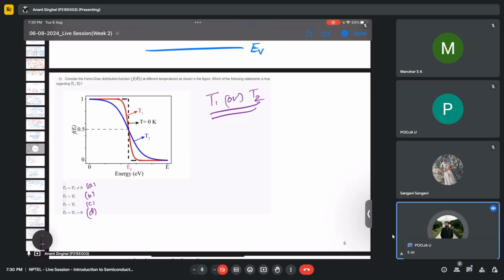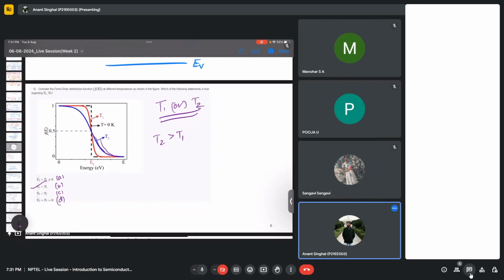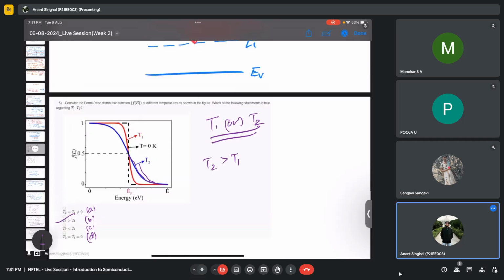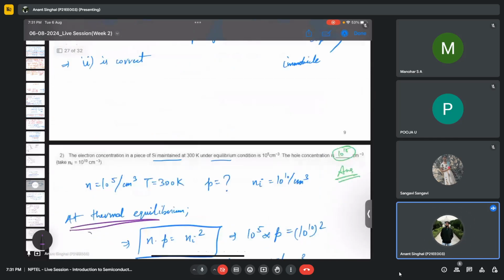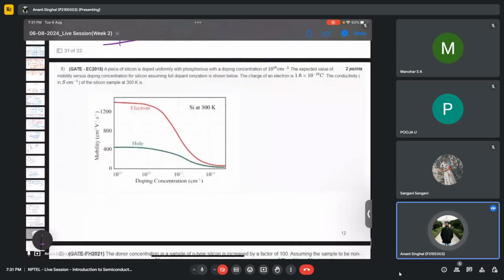So we have already covered that the higher the temperature, the higher the probability above EF to have the electron. So T2 will be higher in this case. So option B is correct. Then I guess there are a few more questions from this week's assignment.